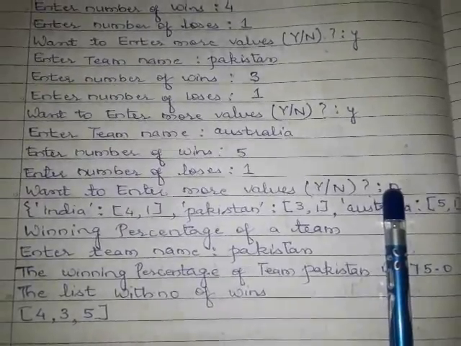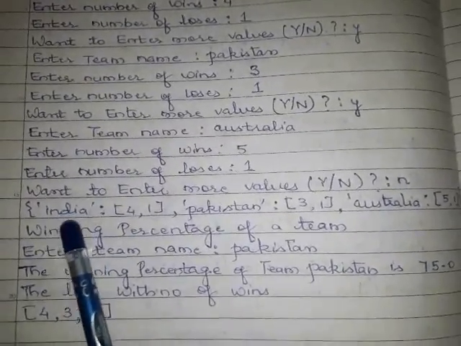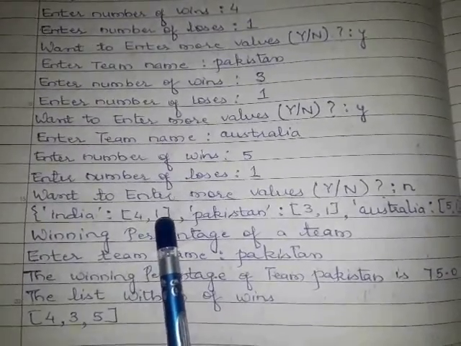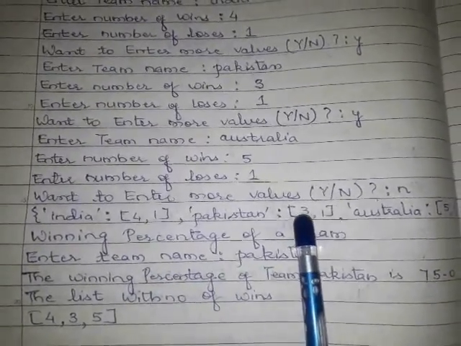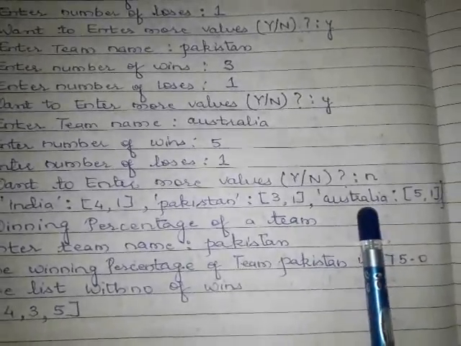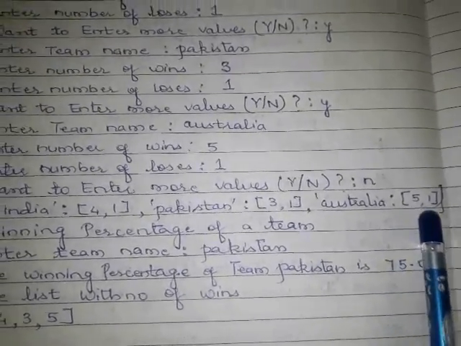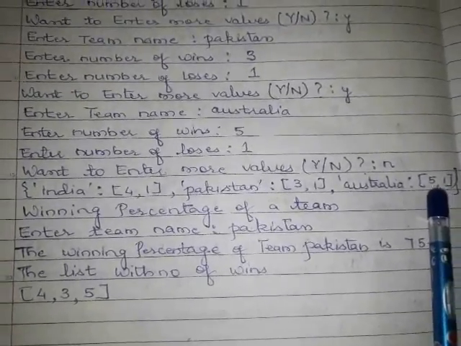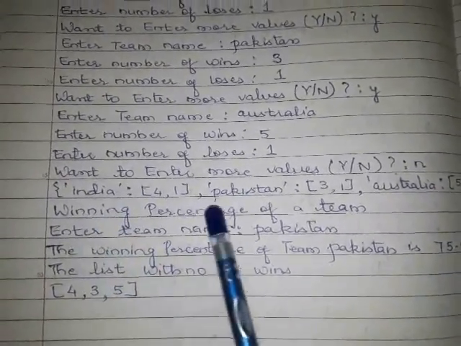So it will display our dictionary: India, and the value is in the form of a list, 4, 1, where 4 is wins and 1 is losses. Pakistan 3, 1: 3 is wins, 1 is losses. Australia 5, 1: 5 is wins, 1 is losses. Now our second part starts from here: the winning percentage of a team.